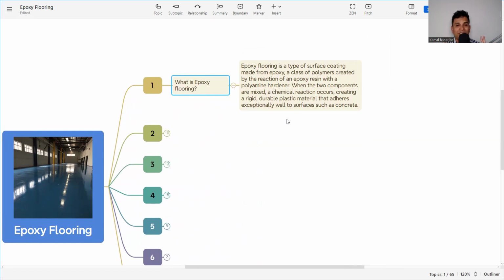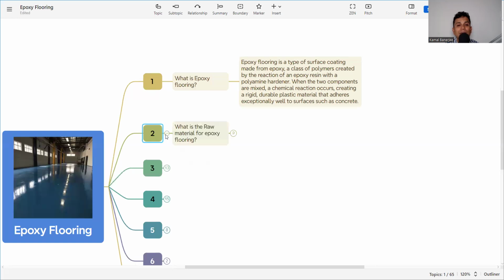So there are two basic things, that is a resin and the hardener. And when they are mixed in a suitable proportion or suitable ratio, they react with each other and make a hardened board. When these two components are mixed, a chemical reaction occurs, creating a rigid, durable plastic material that adheres exceptionally well to surfaces such as concrete. So these two materials are mixed in a ratio, and when they mix, they become a rigid and durable material. So that is the epoxy flooring made by epoxy resin and the polyamine hardener.